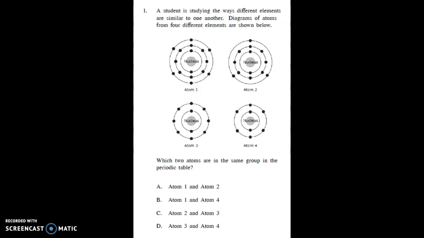Question 1. A student is studying the ways different elements are similar to one another. Diagrams of atoms from 4 different elements are shown below. Which 2 atoms are in the same group in the periodic table? A. Atom 1 and atom 2.